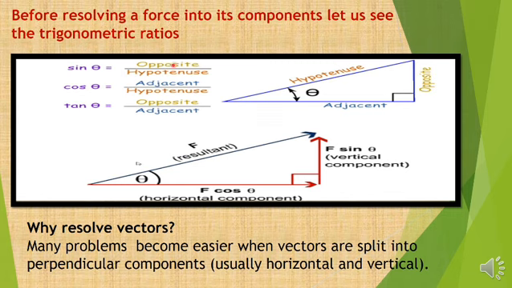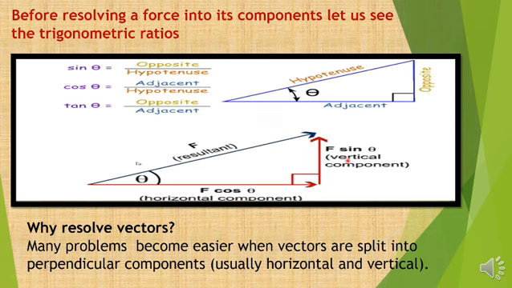Opposite means perpendicular basically. Opposite over hypotenuse is known as sine theta. Adjacent over hypotenuse, adjacent is also known as base, is equal to cos theta, and opposite over adjacent, meaning perpendicular over base, is called tangent theta or tan theta.